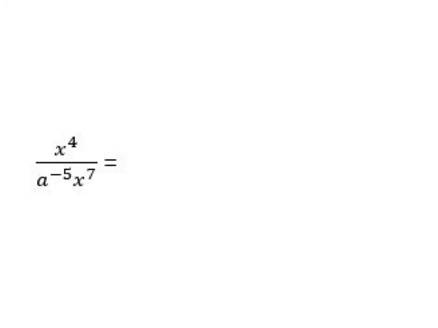All right, here's another one. What I'm going to do is actually split this up. If you notice, we have different bases. We have a base of a and a base of x. So what I'm going to see here is I have 1 over a to the negative 5th times x to the 4th over x to the 7th. All I did was separate those two pieces. Because remember, it's like there's a 1 here.